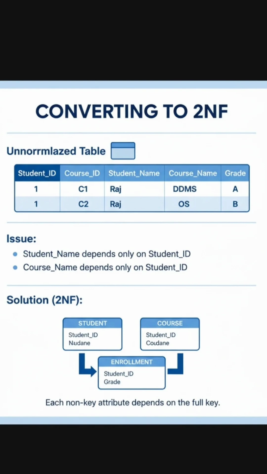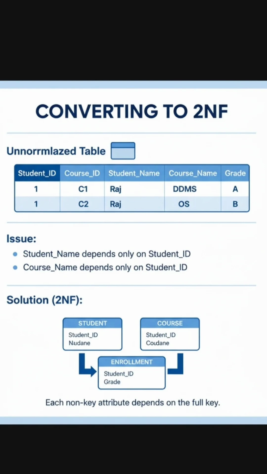Why is this problem occurring? Because the table is not in 2NF. Then how can we convert this table into 2NF? Now you can see that the functional dependency here is that student name depends on student ID and course name depends on course ID. So we have to create two tables for it.